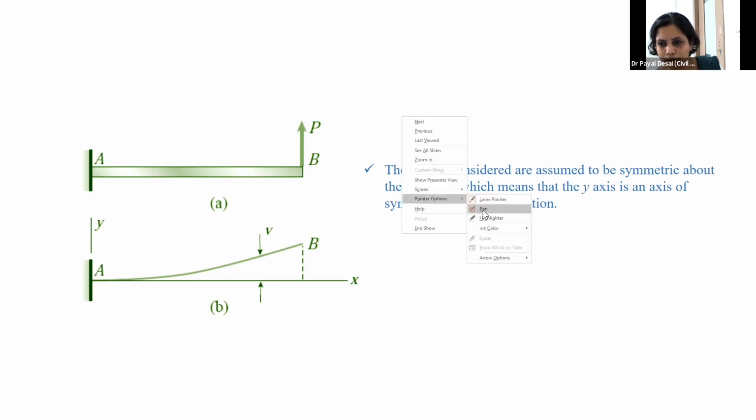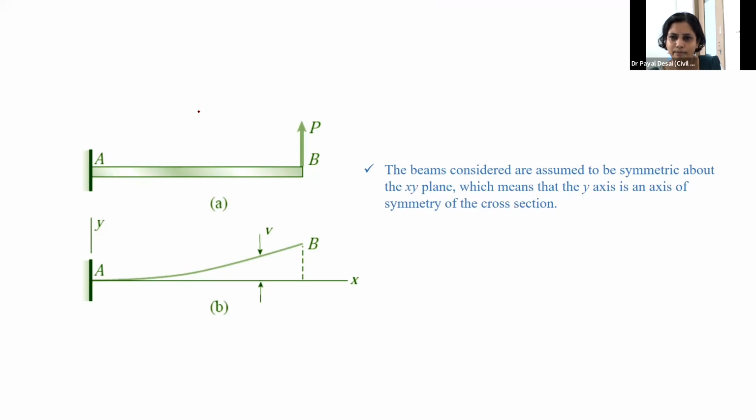So suppose I am having a beam, and this is the cross section of the beam, and then the symmetry line is this y-axis, right? And the x-axis is going in the longitudinal direction, but this is the cross section, and you can see here the symmetry line. So the symmetry line will define the plane of the bending, in which plane it is deforming. It is not deforming out of the plane.